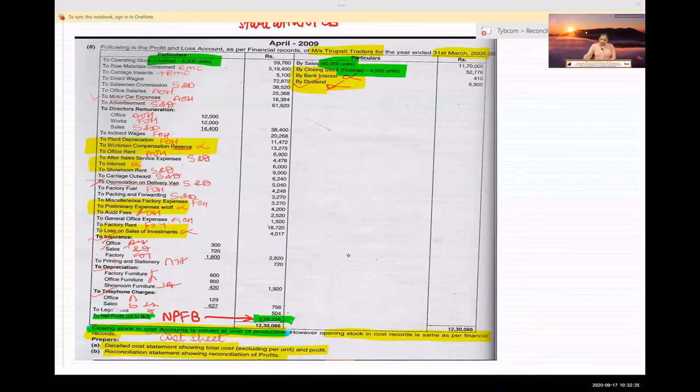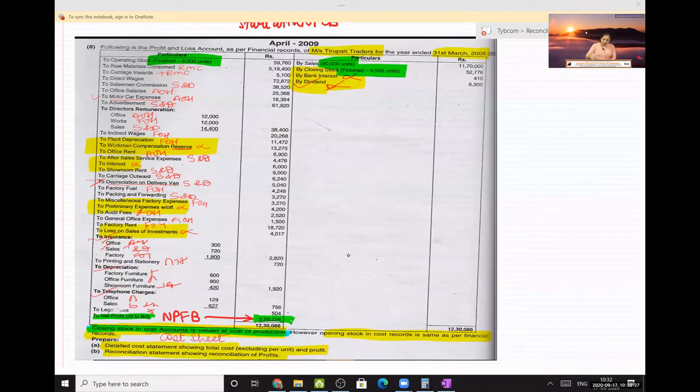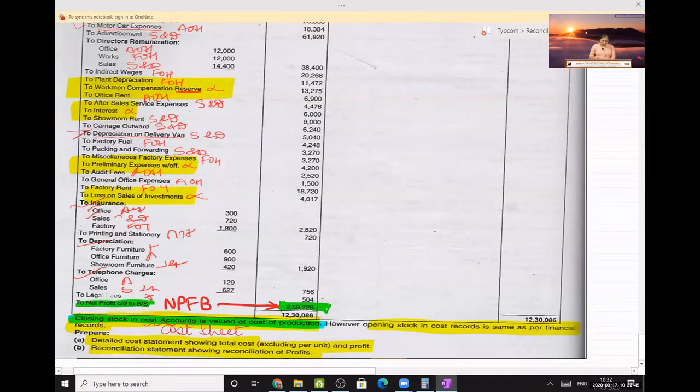Now you can give your attendance in the chat box also, and pay attention to whatever I am saying. Okay, now see, a detailed P&L account is given to you. Let us see what is said about the cost sheet in this. See the last part, the one which I've highlighted in green and yellow.